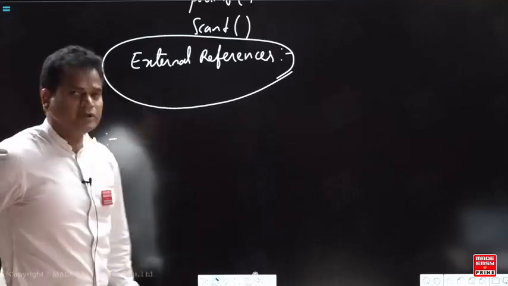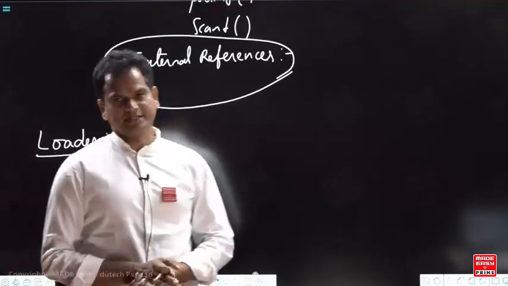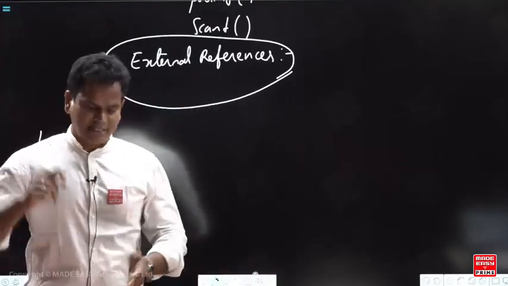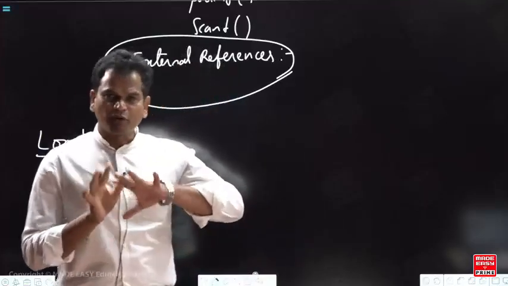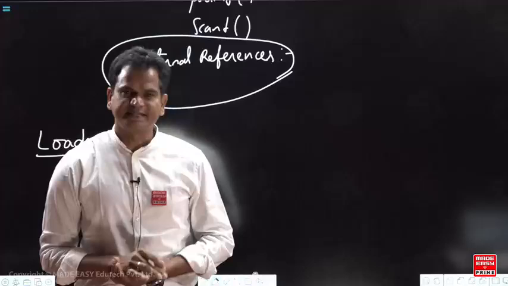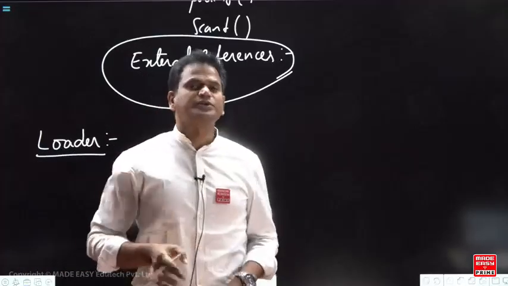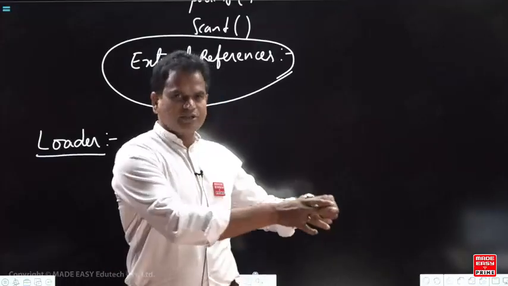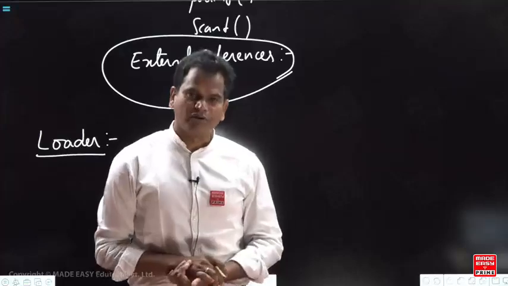Okay, so till the linking part, the program resides at the time of pre-processing, compilation, assembling, linking, in secondary memory. That is, you can say disk. So at the time of running or execution of the program, it has to be brought to the main memory. So it is the part of loader.